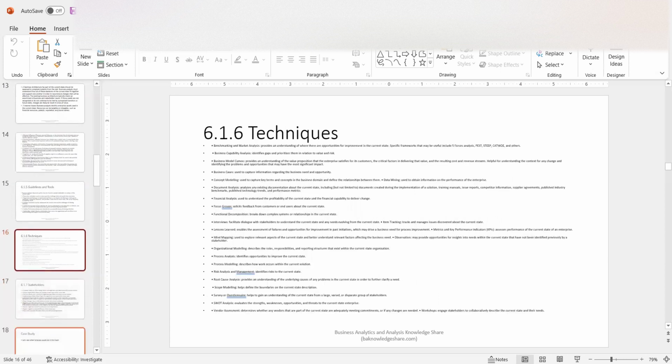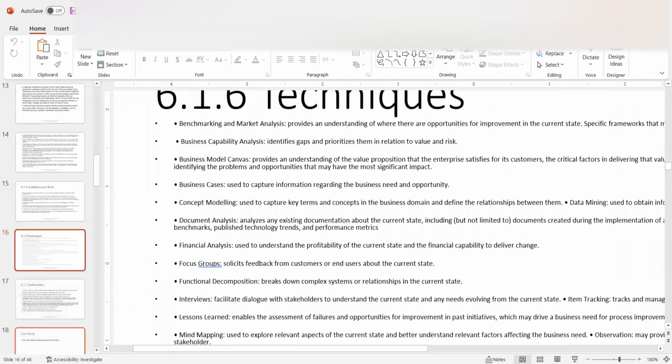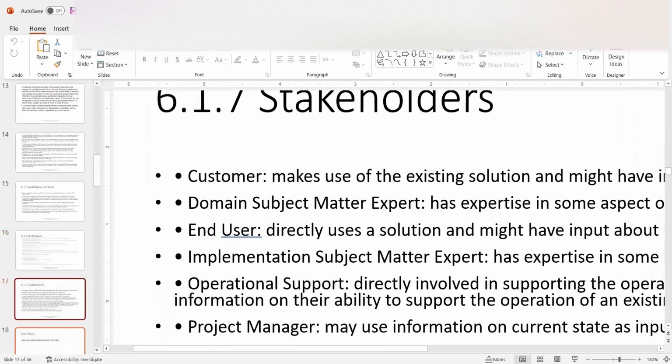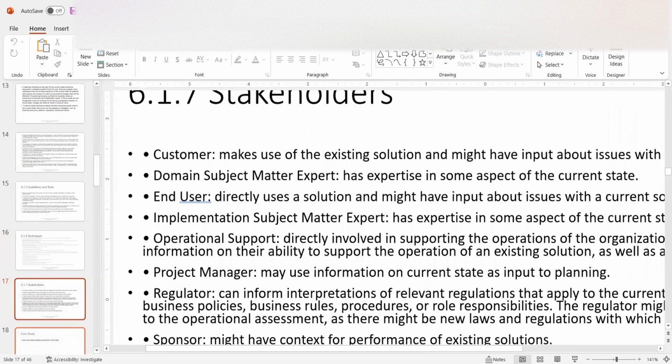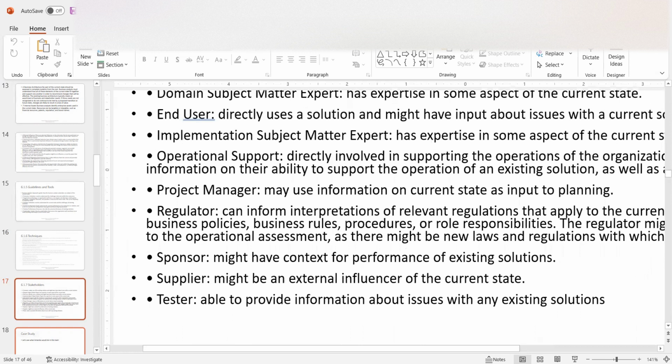There are numerous techniques. I'm not going to go through it in too much detail, but some of the techniques used here are benchmarking, market analysis, business capability analysis, business model canvas, business cases, concept modeling, and so on and so forth. Stakeholders here are customers, domain subject matter experts, end users, implementation subject matter experts, operational support, project manager, regulator, sponsor, supplier, and tester.